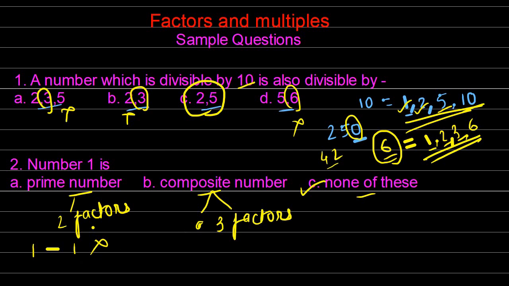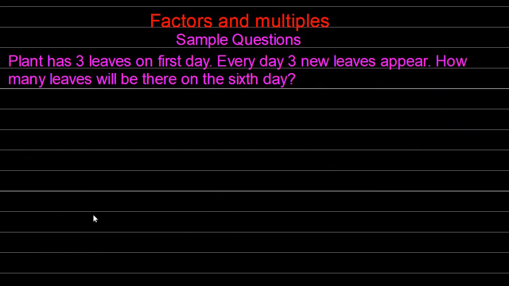Very simple. Our next question is: a plant has 3 leaves on the first day. Okay, so let's write it. Day 1, it has 3 leaves. Day 2, let's see, the remaining question I will read: every day 3 new leaves appear. Every day it gets 3 leaves. How many leaves will be there on the 6th day?